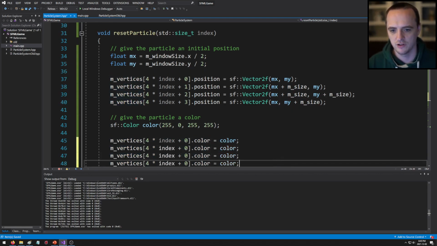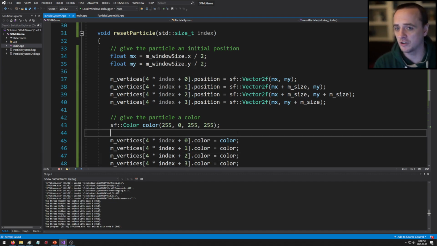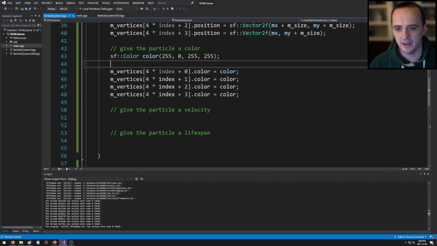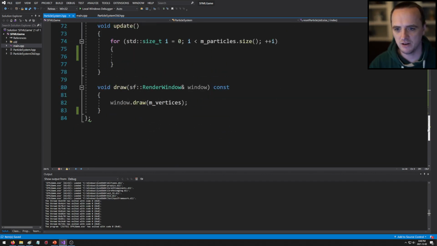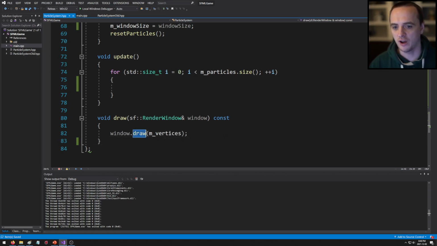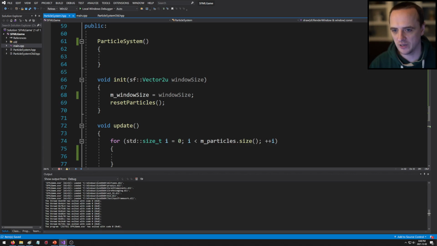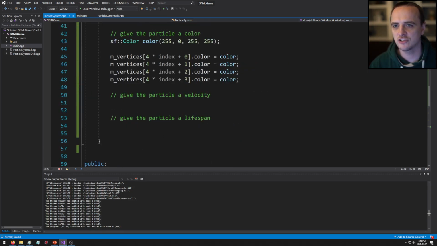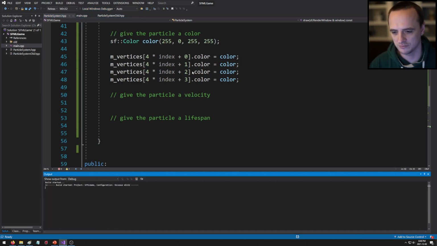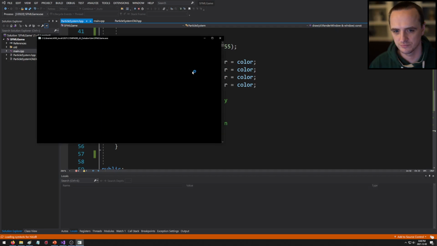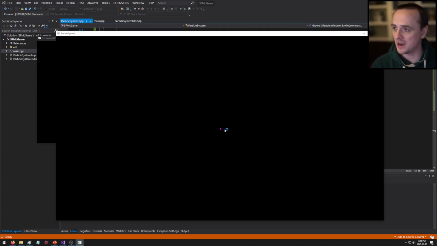And then I can do this for the rest of the vertices as well. Okay? So whenever I reset a particle, I'm giving it a color and I'm giving it a position. That's what I've done so far. And down here in my draw system, I'm drawing those vertices. I'm not doing anything with the update yet, but let's just see what happens when I run this, if it runs at all. Okay, so all of my particles have been given the position of the center, and now I'm drawing 1,000 quads right on top of each other. That's what's happening.